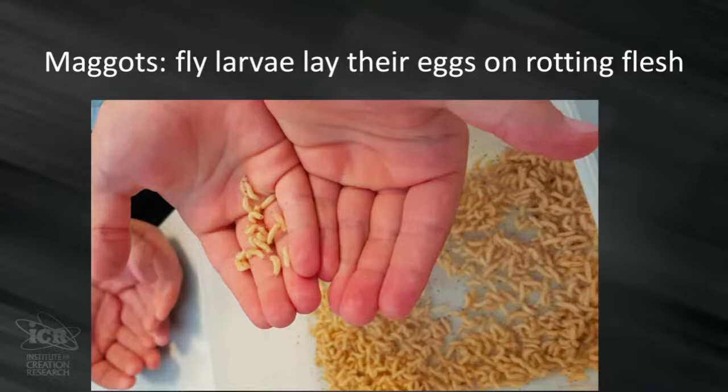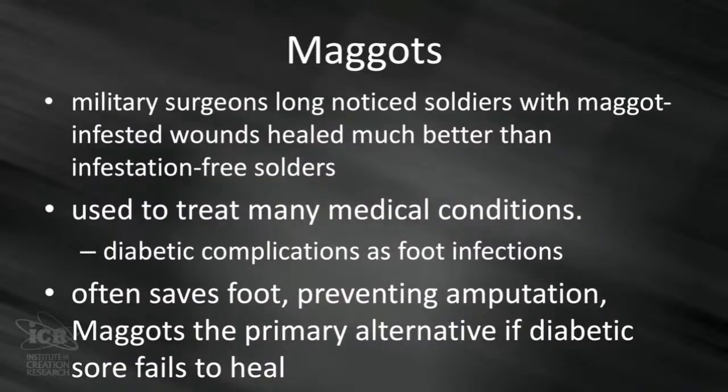These are fly maggots. There they are. What do they do? Well, military surgeons noticed soldiers with maggot-infested wounds were healed much better than the infestation-free wounds that the soldiers had. And so they knew back then, this is before the Civil War, that these maggots, for some reason, had a beneficial effect. And then it wasn't long, and we began to use them to treat medical conditions. And now we know why.